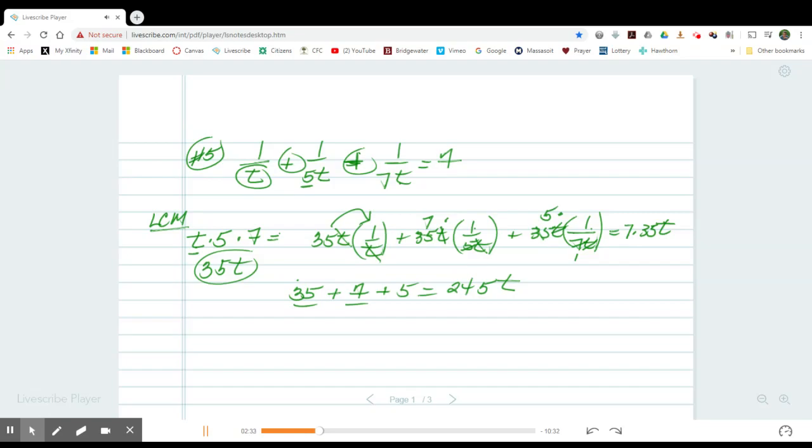We've got 35 plus 7, that's 42, and 5 more is 47, equal to 245t. Well, I'm going to divide both sides by 245, and divide this left side by 245. The 245's cancel out, and I'm left with t equal to 47 over 245. Pretty nasty fraction.